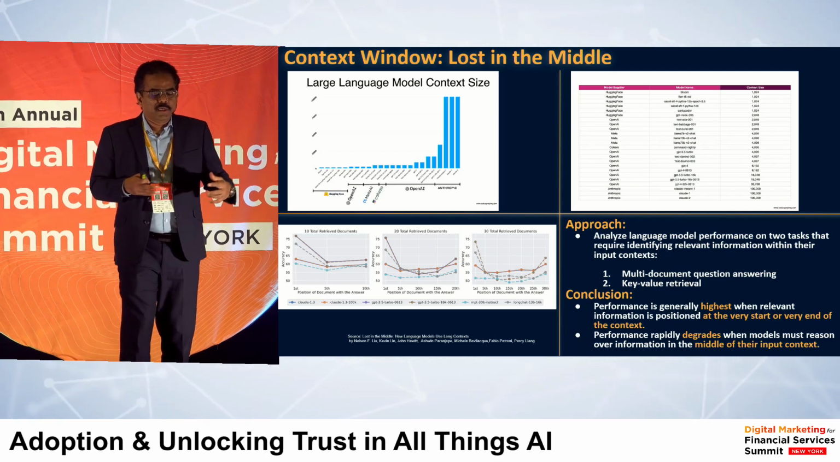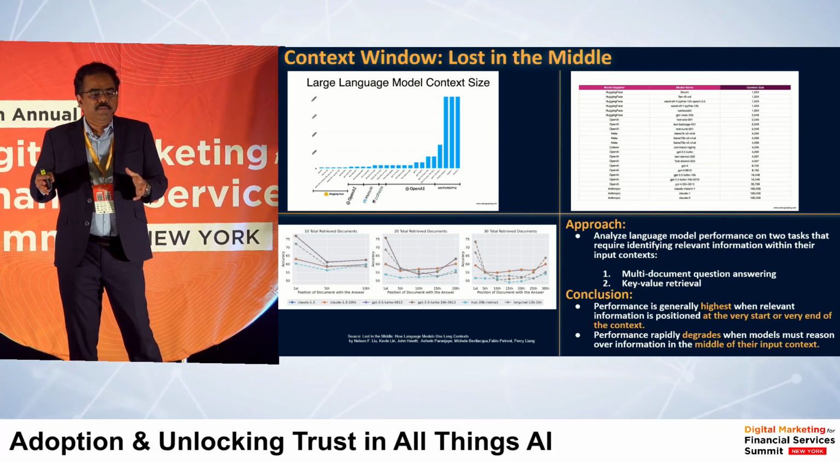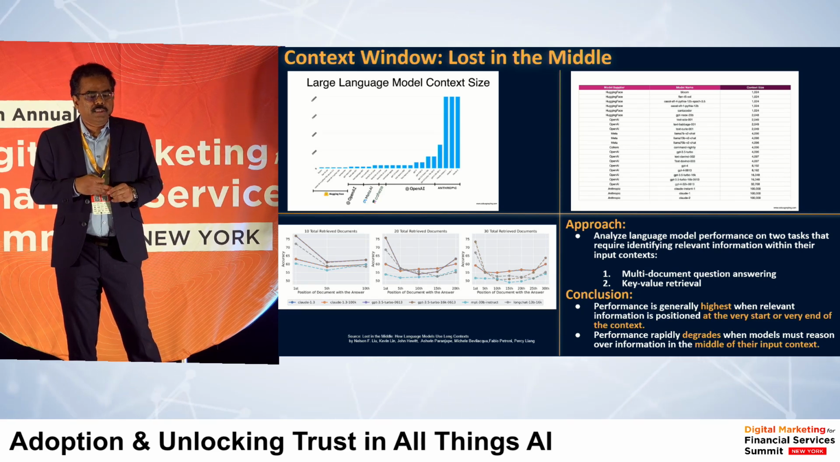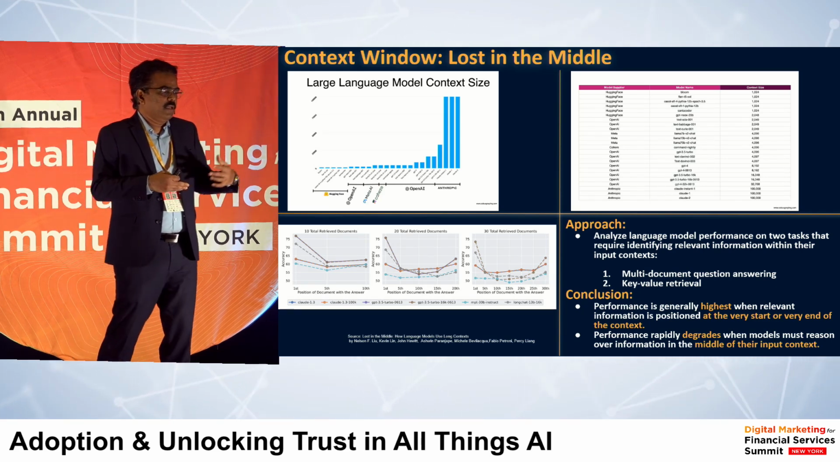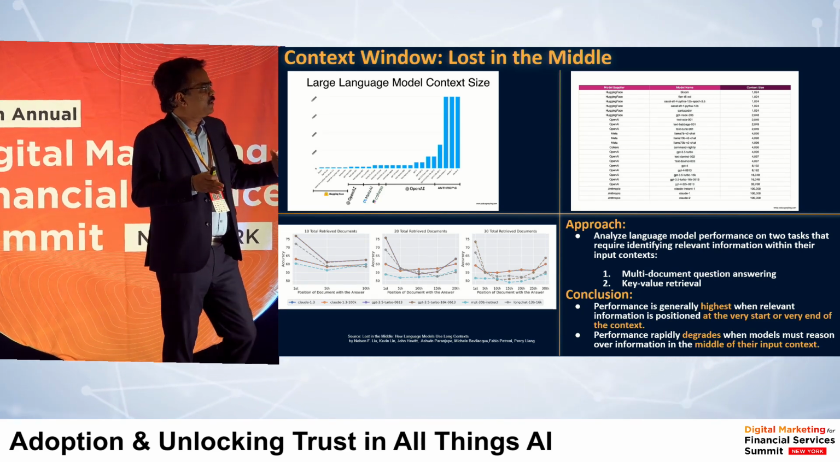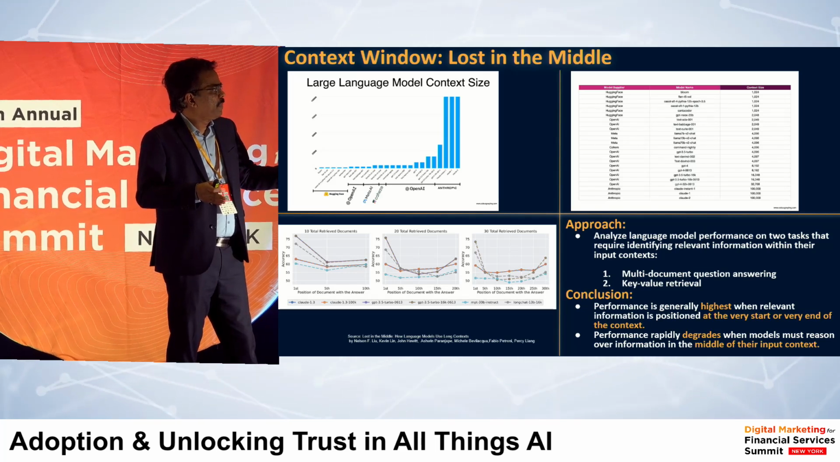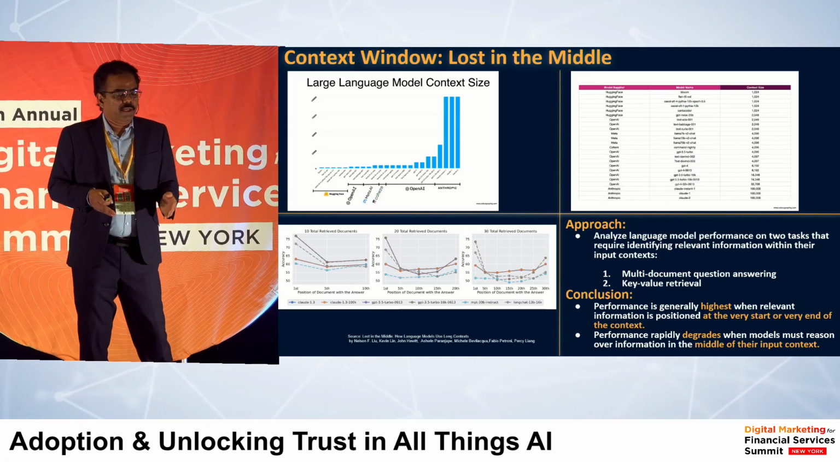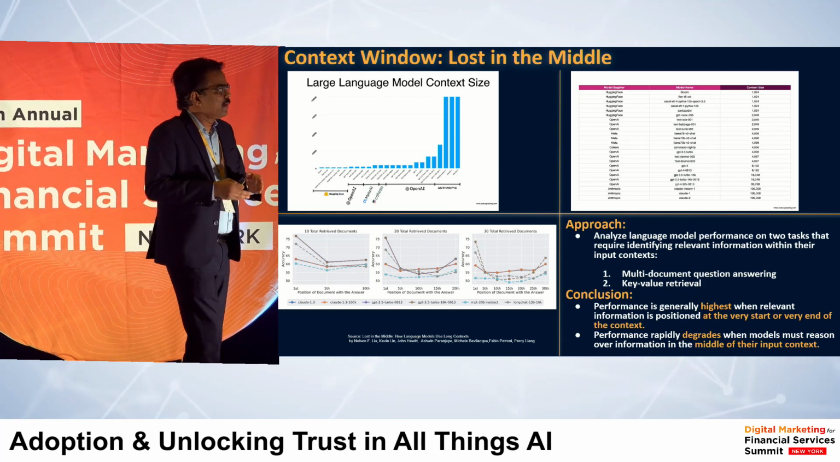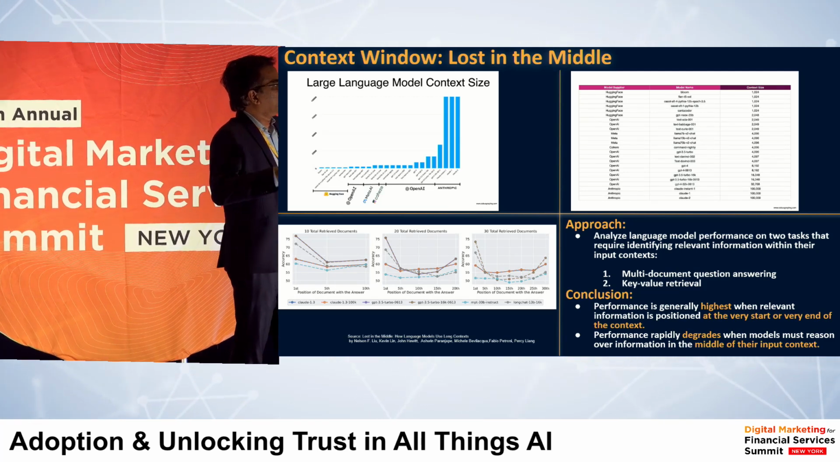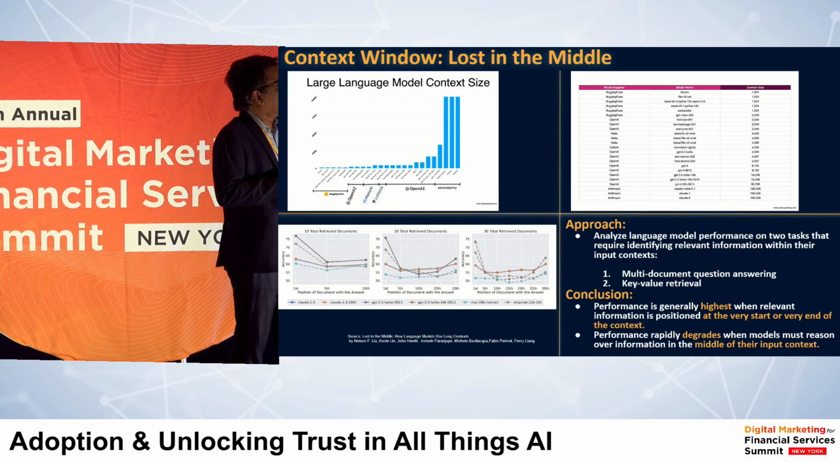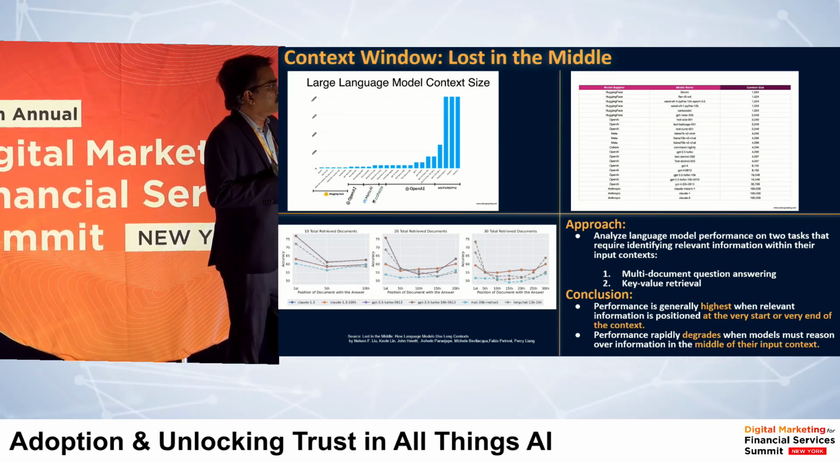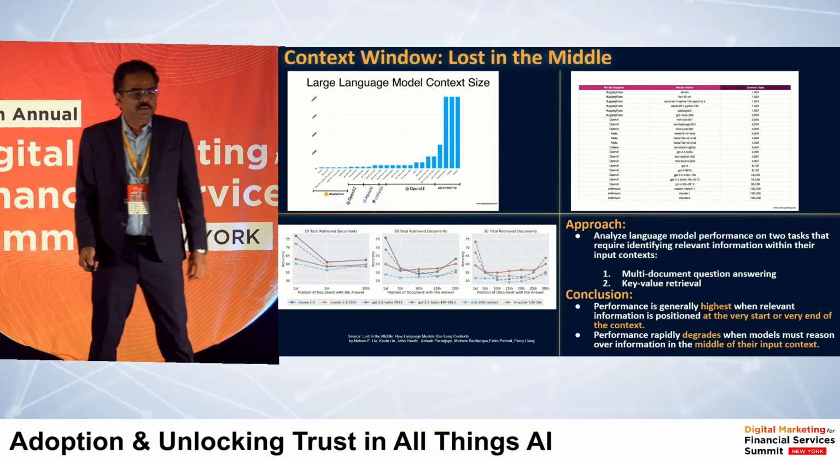What happened was, at the very start and at the very end, the question answers were fairly accurate, whereas the performance completely degrades in the middle of the context. If you see those graphs, the accuracy scoring dips in the middle, whereas at the start and at the end, the accuracy scoring is fairly high. So that is another challenge as well.